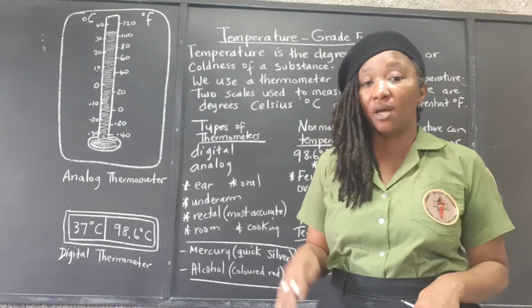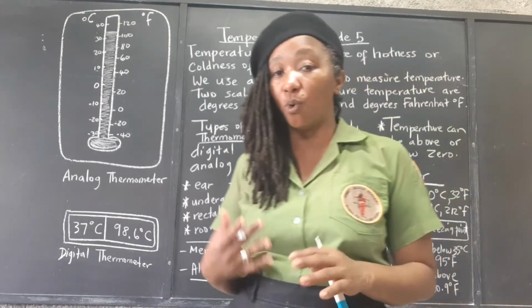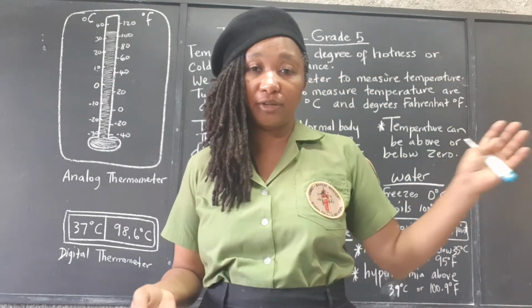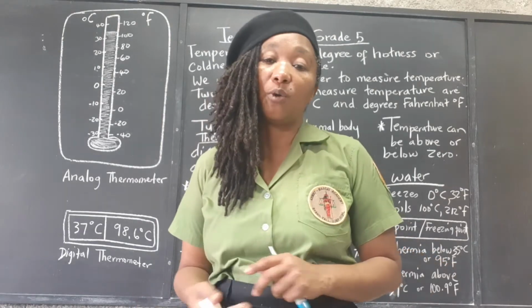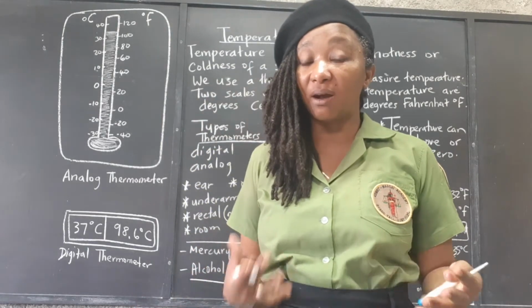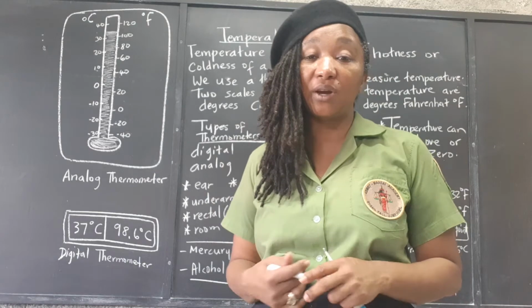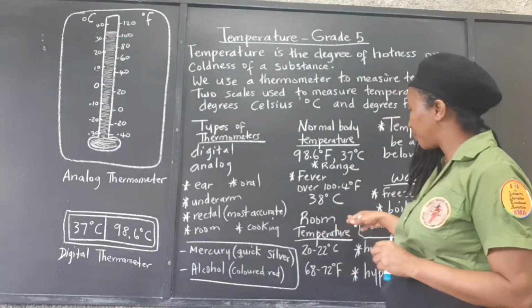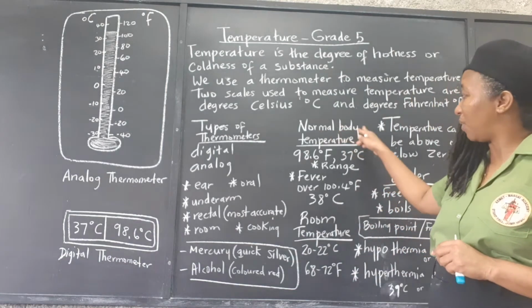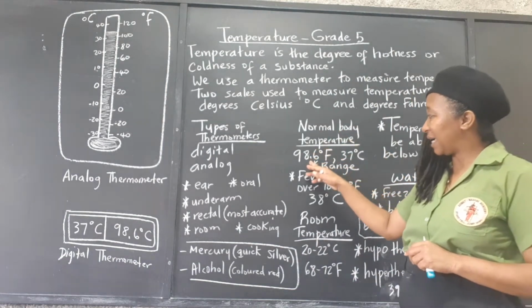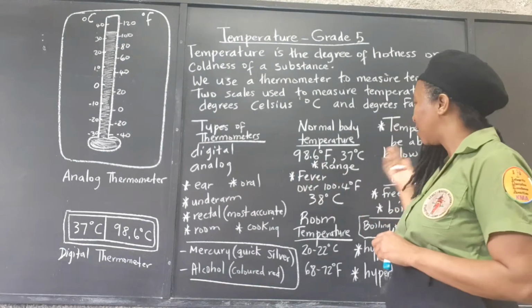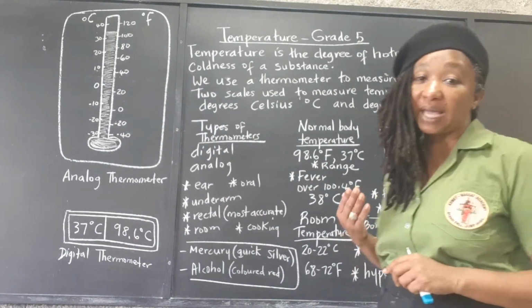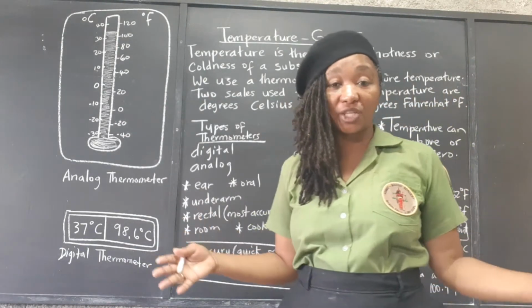The body, however, is warmer than the room, because we have activities and processes going on in the body all the time that generate their own heat. So normal body temperature is 98.6 degrees Fahrenheit or 37 degrees Celsius. Again, there is a range.